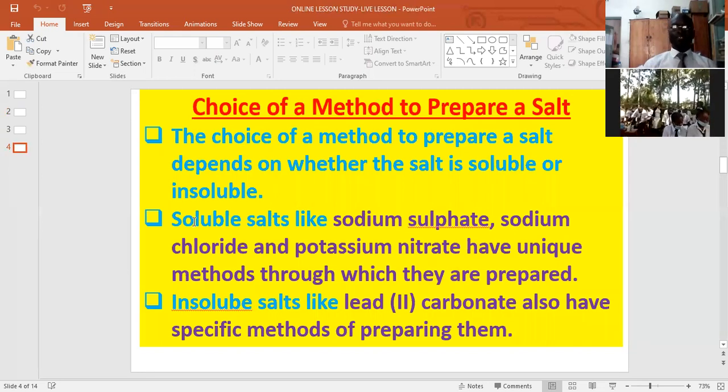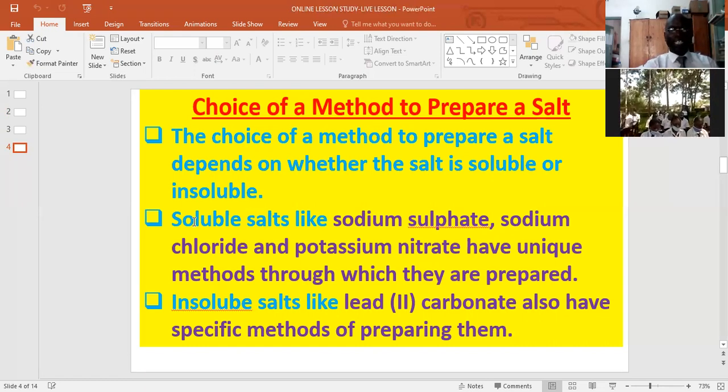Now you can see the second bullet there. I've said that soluble salts like sodium sulfate, sodium chloride, and potassium nitrate have a unique method through which they are prepared. And then the insoluble salts, of the salts that I gave you, it was only lead 2 carbonate, which did not dissolve. So insoluble salts like lead 2 carbonate also have specific methods of preparing them.